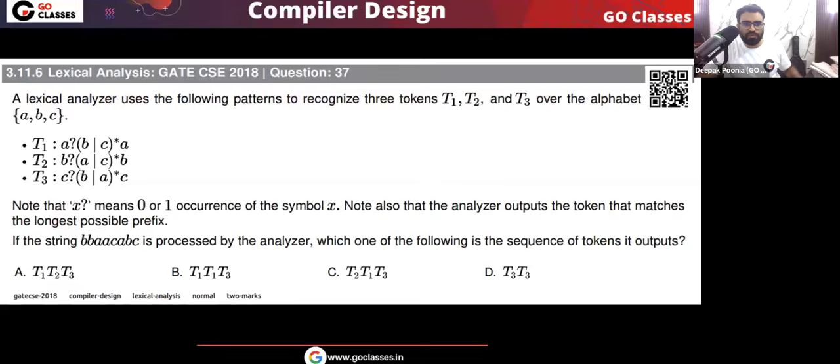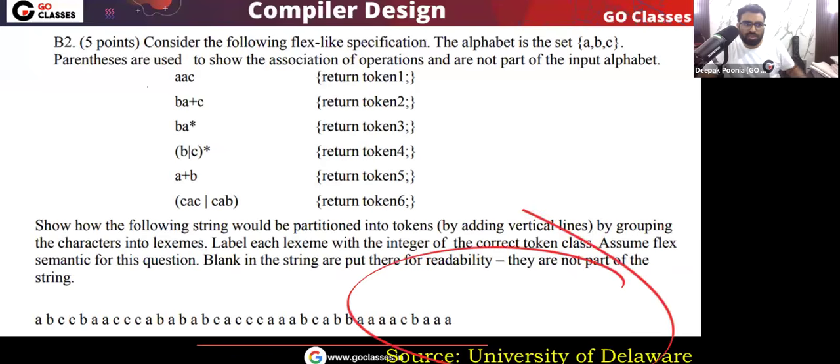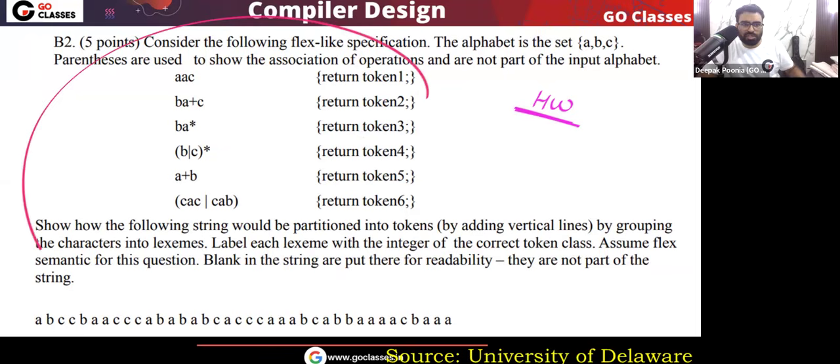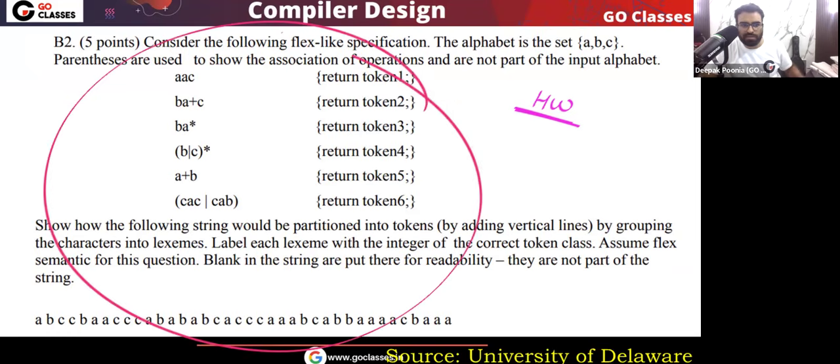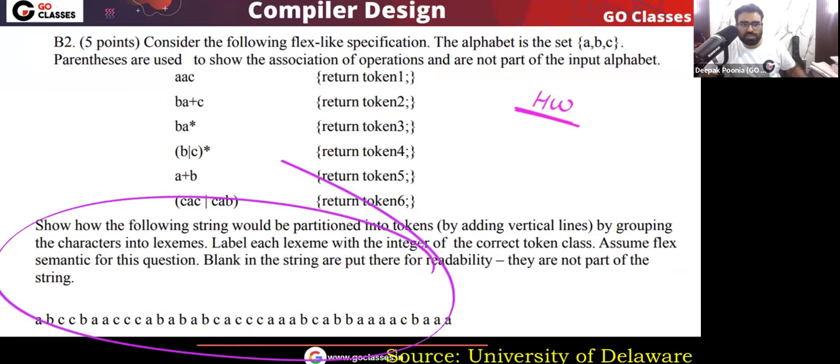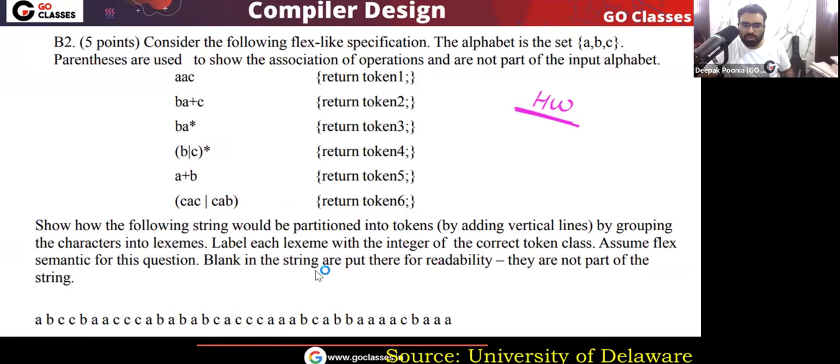Okay. Let me give you one more homework from the University of Delaware. So please take this question also as a homework. And I would like you to pause the video and write your answer in the comments. Okay. So for this University of Delaware question, pause the video, try this question. The concept we have seen, similar type of questions we have done. And after solving this question, you write your answer, the token stream, the output, you write your answer in the comment.